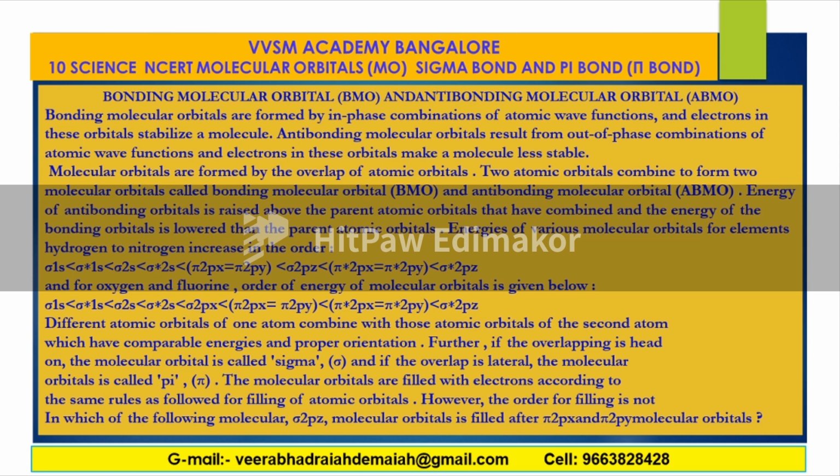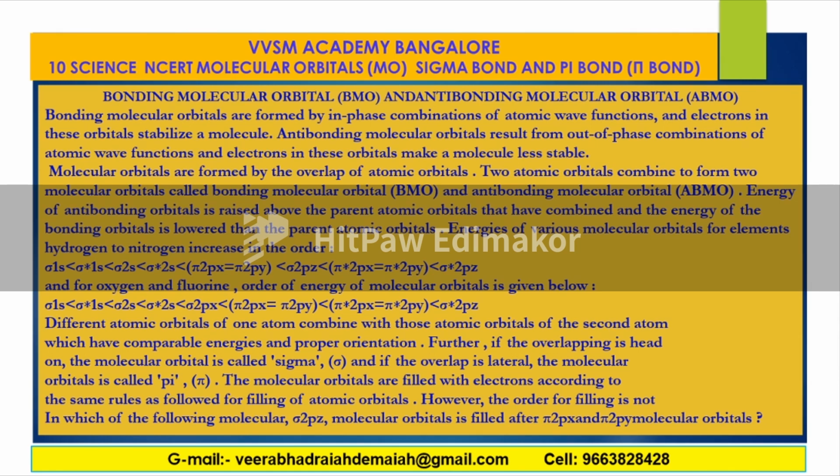Bonding molecular orbitals are formed by in-phase combinations of atomic wave functions, as I told you, and electrons in these orbitals stabilize the molecule. Antibonding molecular orbitals result from out-of-phase combinations of atomic wave functions, and electrons in these orbitals make a molecule less stable. Molecular orbitals are formed by the overlap of atomic orbitals.